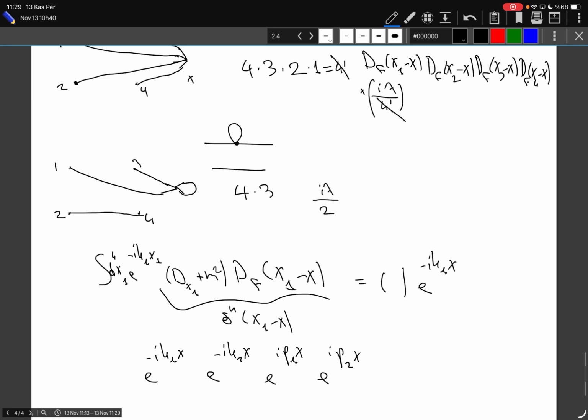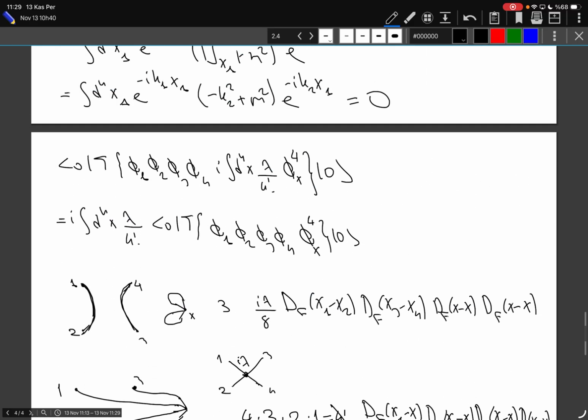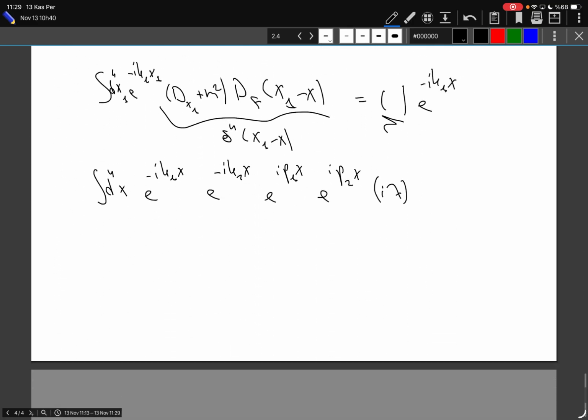Times i lambda plus some factors, there will be some i's over there, and we integrate over x. Why? Because you see the interaction contains that integral over x. And what will this give me? This is i lambda 2 pi to the 4 Dirac delta for k1 plus k2 minus p1 minus p2.